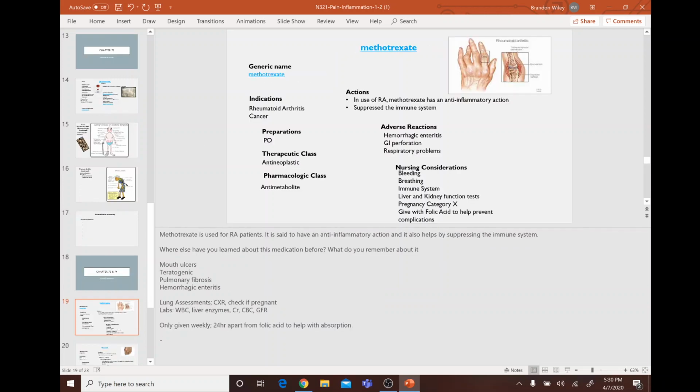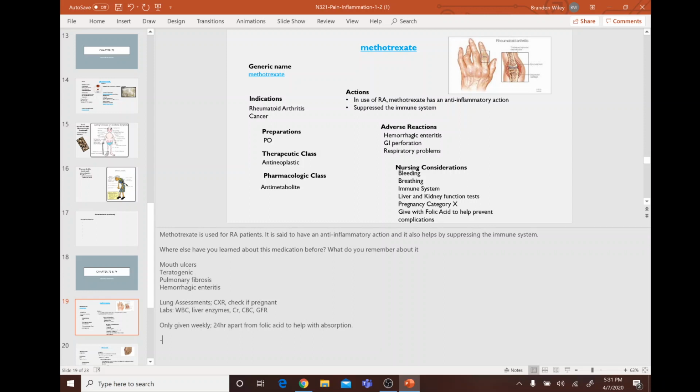What is methotrexate used for? RA and cancer. How do we prepare methotrexate? PO. What is the therapeutic class of methotrexate? Antineoplastic. What is the pharmacologic class of methotrexate? Antimetabolite. What is the action of methotrexate? For RA, it has an anti-inflammatory action and suppresses the immune system.